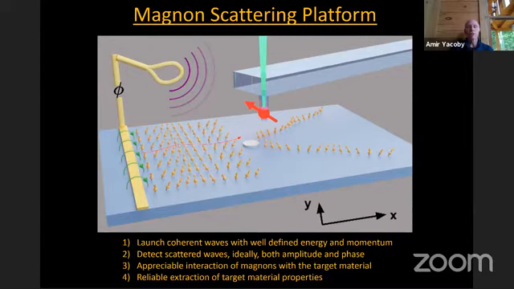Third, we want to demonstrate that when we put the target material on top of this scattering platform, there is an appreciable interaction between our impinging particles, these magnons with well-defined energy and momentum, and our target material. And finally, we'd like to see if we can get reliable extraction of target material properties by measuring the scattered waves. So this will be the program of the last third of the talk, when we actually combine everything to form this scattering platform.